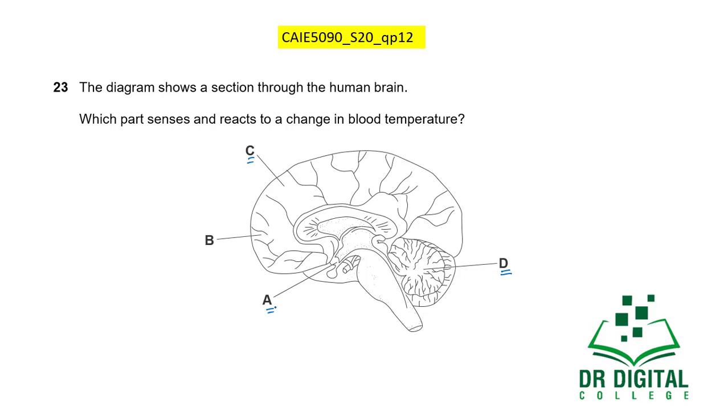So blood temperature is sensed at the hypothalamus, that is A. So B is wrong, C is wrong, and D is wrong. Answer for this question is A.